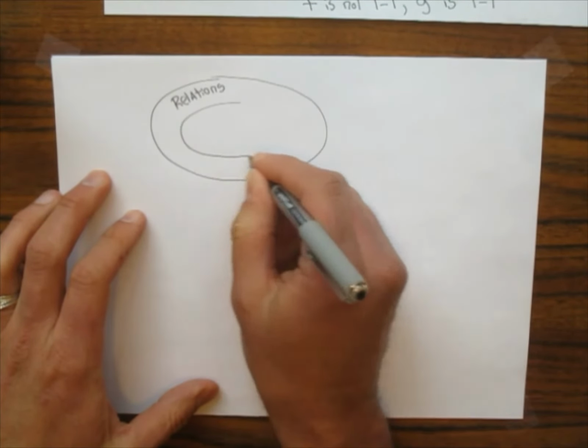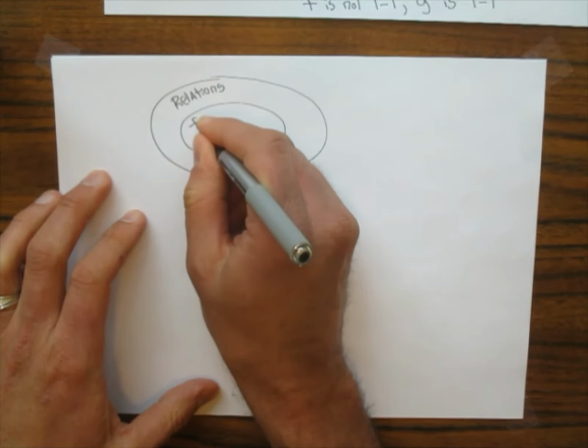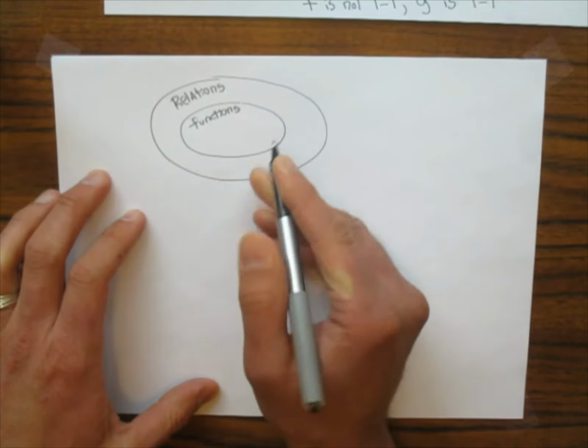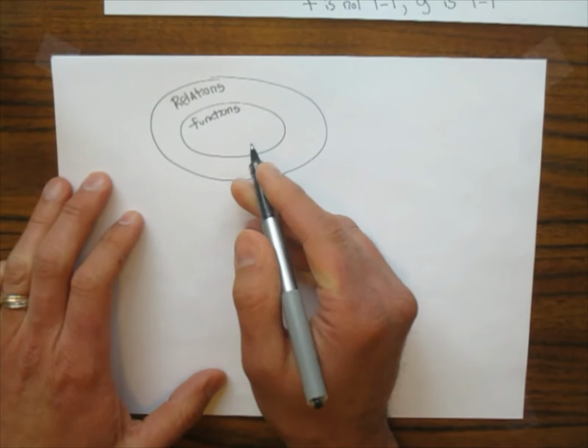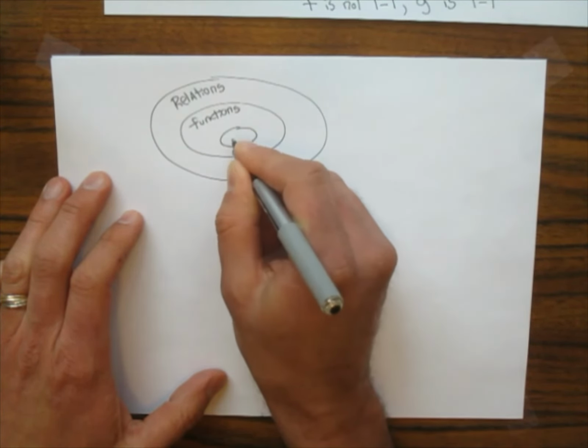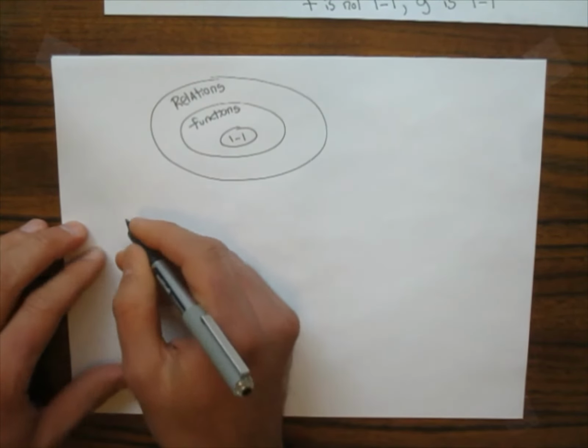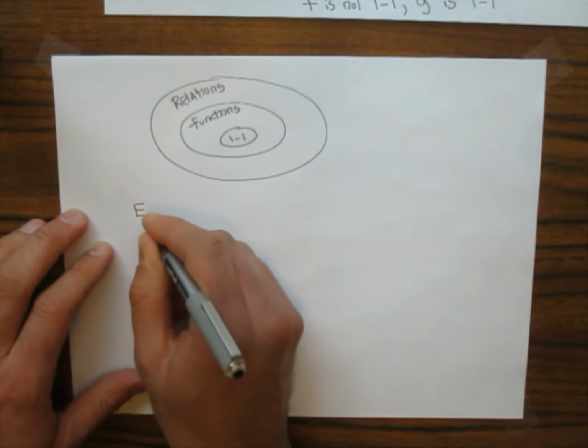Relations, and we learned that in chapter 1. And there are relations that are functions. That's where every input has one output. And then there are functions that are 1-to-1. So we're going to do some equivalent statements.